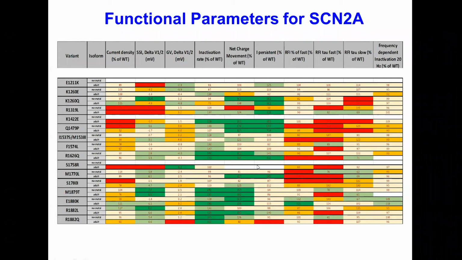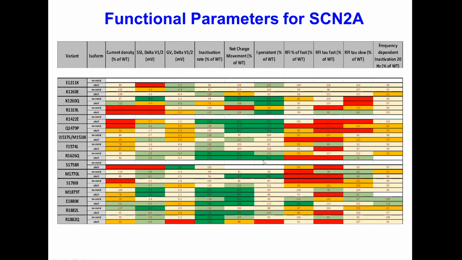Now, there may be predominance of one effect or another. For example, R1626Q we regard as a gain of function variant because the rate of inactivation and the presence of persistent current are probably the dominant drivers of the activity in that case. Although there are some other properties that would tend to offset it, we think these are probably the more dominant forms. But that's a difficult assessment to make.